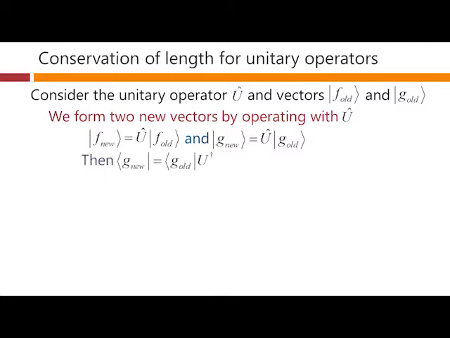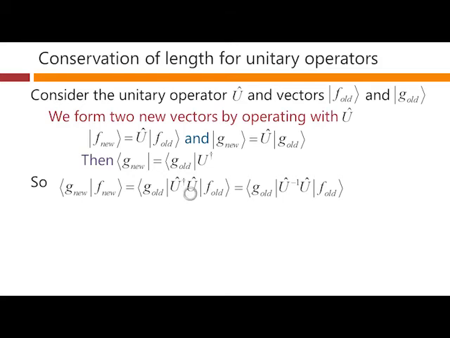So let's look at what the Hermitian adjoint of this G new ket vector is. It becomes this bra vector, and as we said, when we take the Hermitian adjoint of the product of two things, we have to take the flipped round product of the Hermitian adjoints. So we have the bra vector for G old and the Hermitian adjoint of U. Now let's form this inner product between G new and F new. We have our expression for F new here, and our expression for the bra vector version of G new here. Hence, we multiply the two of them together.